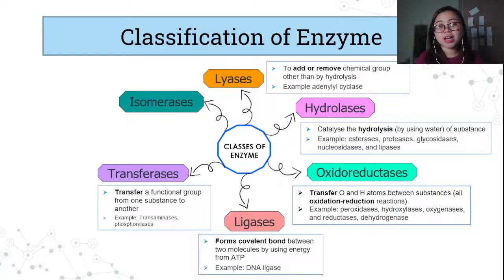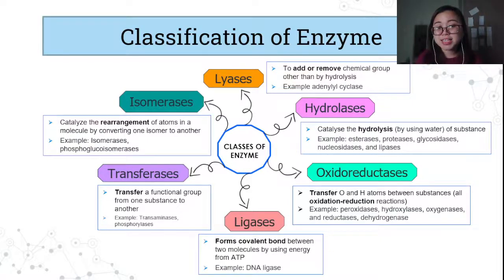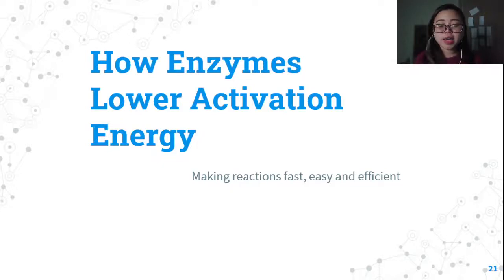And last but not least, we have isomerases. If you remember what the word isomer means, then you could probably guess its function. Isomerases will catalyze the rearrangement of atoms in a molecule by converting one isomer to another isomer. So the first example is isomerase, and another example is phosphoglucoisomerases. Dan biasanya nama dia ada isomerase juga lah. Okay, so that is just a very brief overview of the classification of enzymes. Fairly simple, fairly straightforward, and that can take us to the next segment.